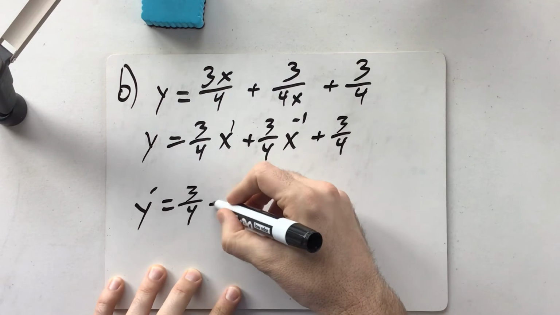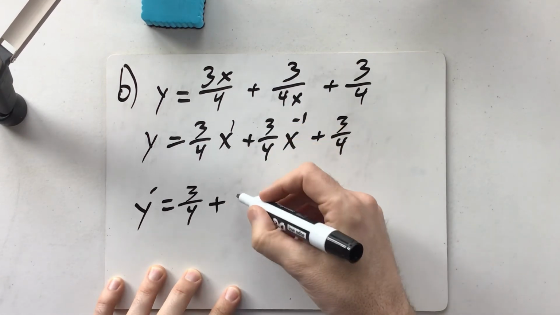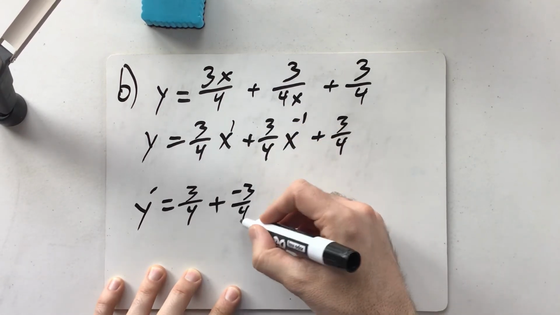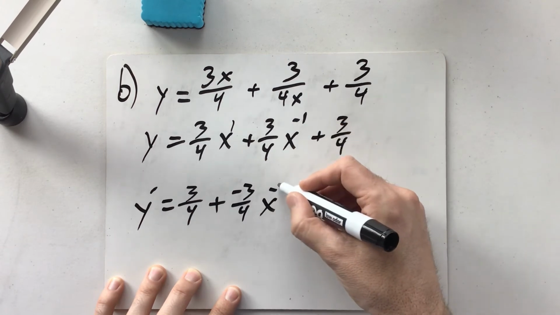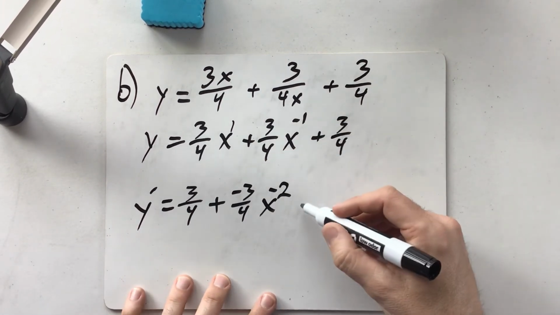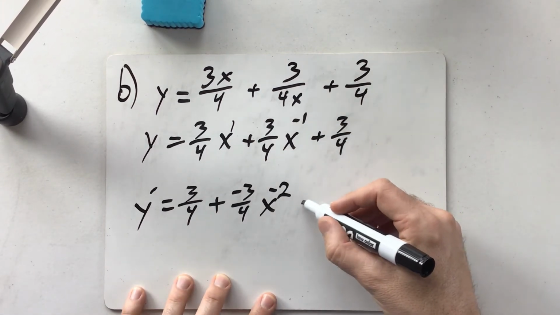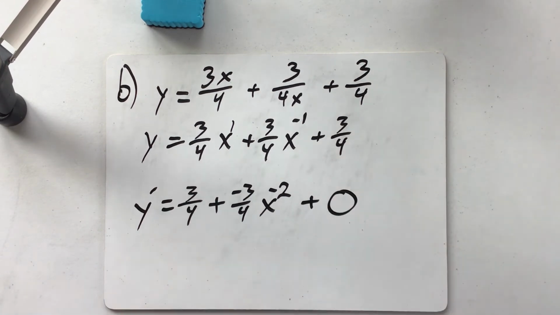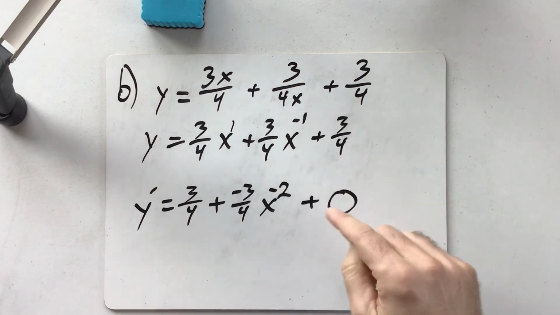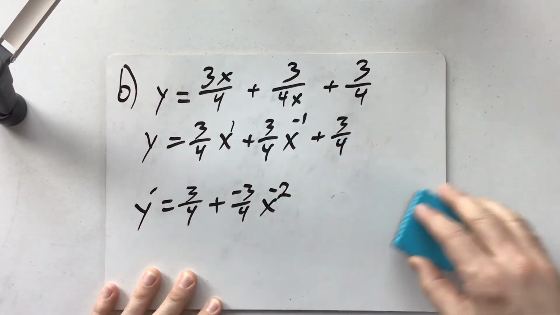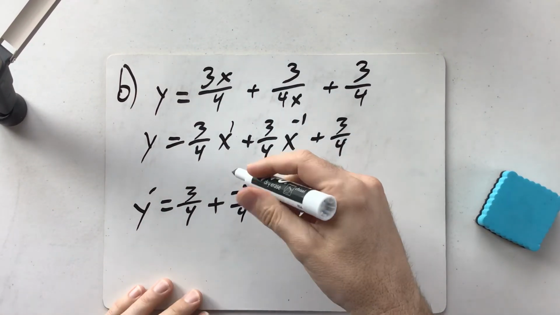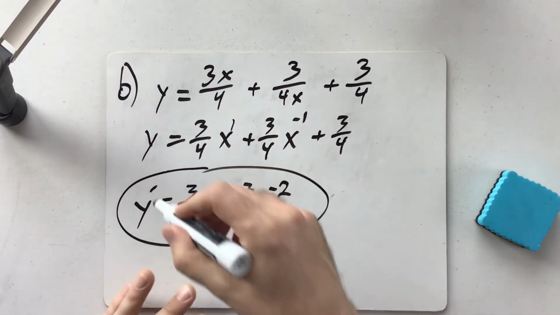The second part, we have to bring the 1 out front. So we're going to get a negative 3/4 x to the negative 2. And now what about this 3/4 at the end? You're right, it's a constant. Did I trick you again? Hopefully I didn't trick you the second time. You recognized it's a constant, and so the derivative has to be 0. So here's our answer: 3/4 plus a negative 3/4 x to the negative 2.